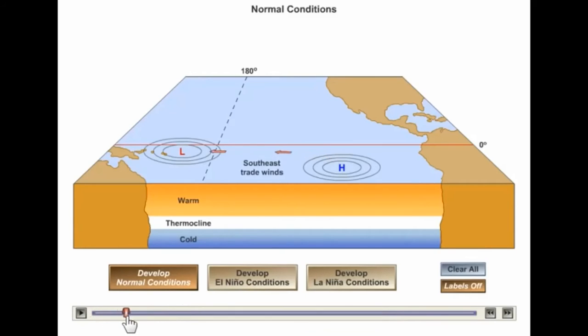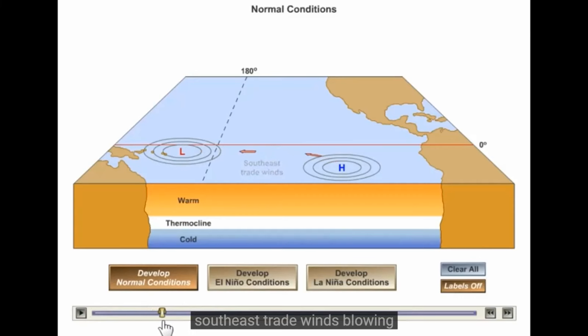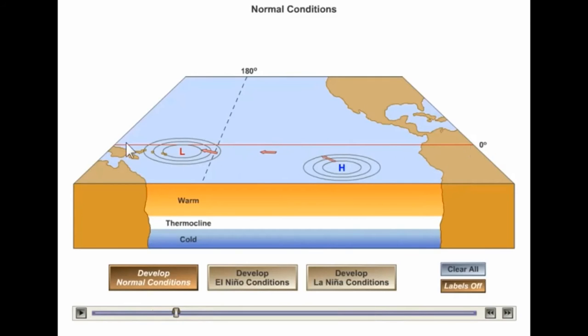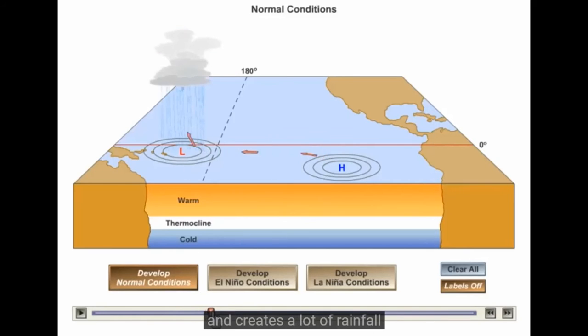Normally what happens is that you can see those reddish arrows there. You get these very strong southeast trade winds blowing from east to west across the Pacific. By the way, this is North America over here, South America. This red line represents the equator. This is Australia and New Guinea, and Asia would be out of view on this side. So as these trade winds blow, the air eventually rises in low pressure systems and creates a lot of rainfall over on the west side of the Pacific, over near Indonesia.